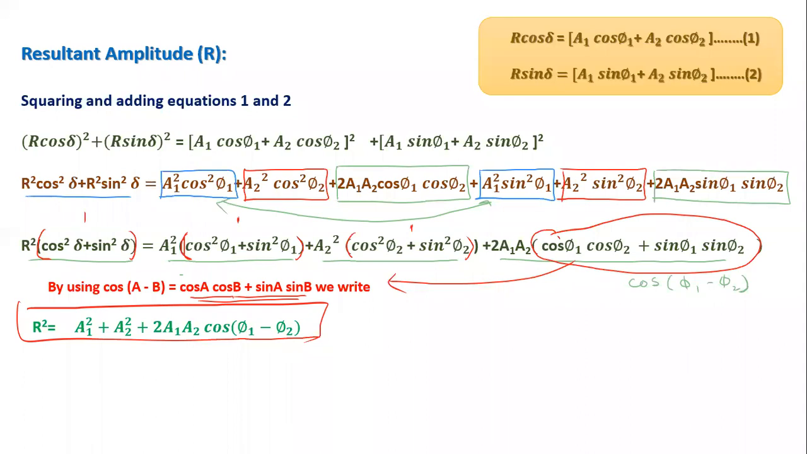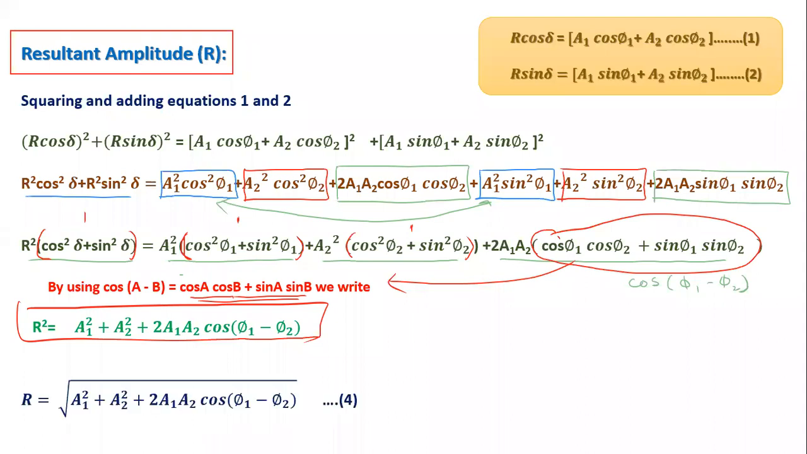But here we are given the heading, we have to obtain expression for resultant amplitude, capital R. And we got a formula of R square. So let me write the formula of R. So R is equal to under root a1 square plus a2 square plus twice a1 a2 cos of phi 1 minus phi 2. This is the expression for resultant amplitude.